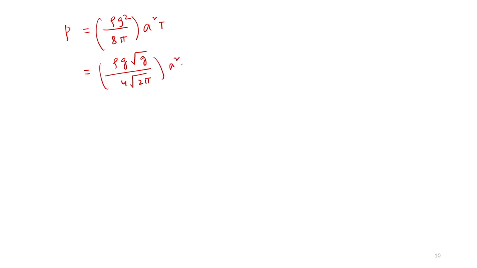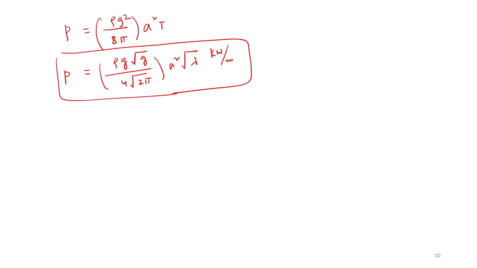So P is equal to rho g square divided by 8 pi multiplied by a square into T. So again, we can write in terms of lambda by substituting the values of T, then it will be something like rho g square root of g, then it will be 4 twice pi multiplied by a square of delta. This will be kilowatt per meter. Because as we know, this wave power is calculated in kilowatt per meter, right?